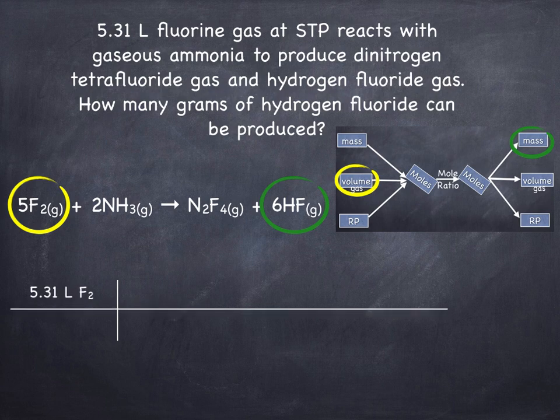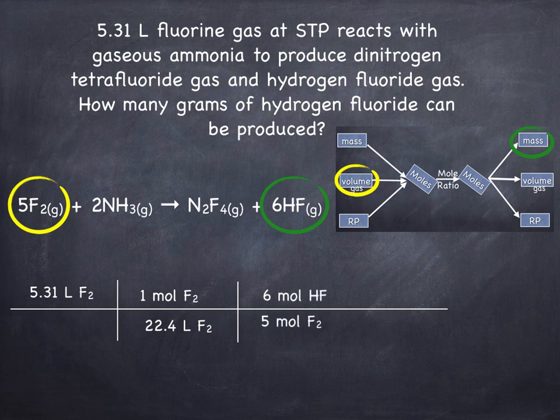All right, we're going to set up our game board then. 5.31 liters of fluorine, the top left. Our first conversion is from liters to moles. And so, again, 22.4 liters of fluorine in 1 mole of fluorine. Then we're going to go to the mole ratio, 5 moles and 6 moles. So you might want to think about whether the 5 goes on top or on bottom.